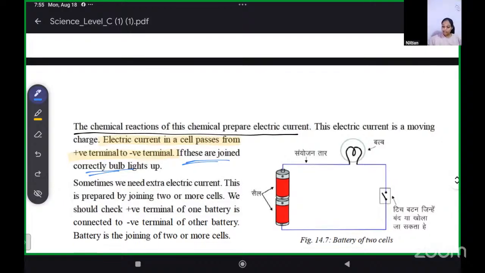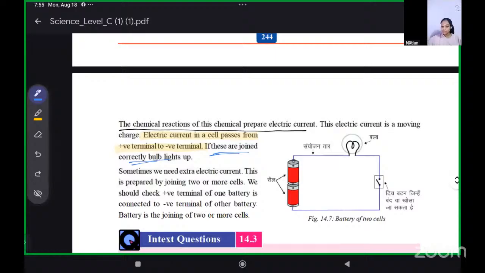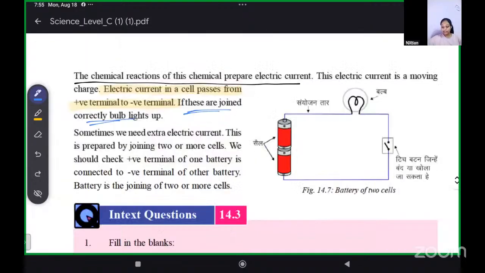Let's see this more deeply. Sometimes we need extra electric current. This is prepared by joining two or more cells. We should check the positive terminal of one battery is connected to the negative terminal of the other battery. A battery is the joining of two or more cells.